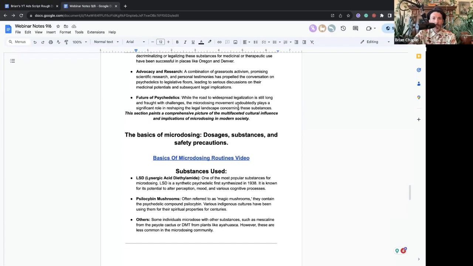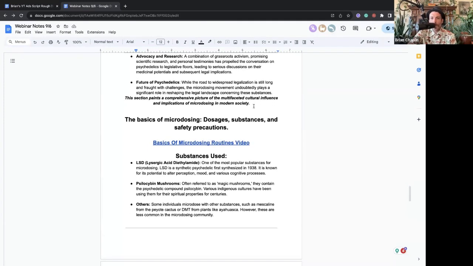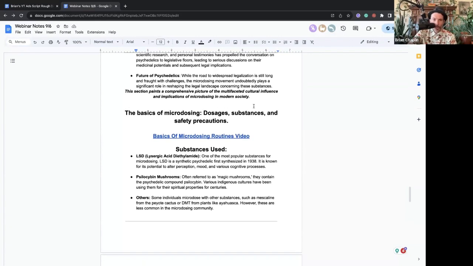And a combination of grassroots activism. Get acquainted with what's going on in your area, your region, right? There's plenty of psychedelic societies going on. Decriminalize Nature. These are all great resources to tap into.